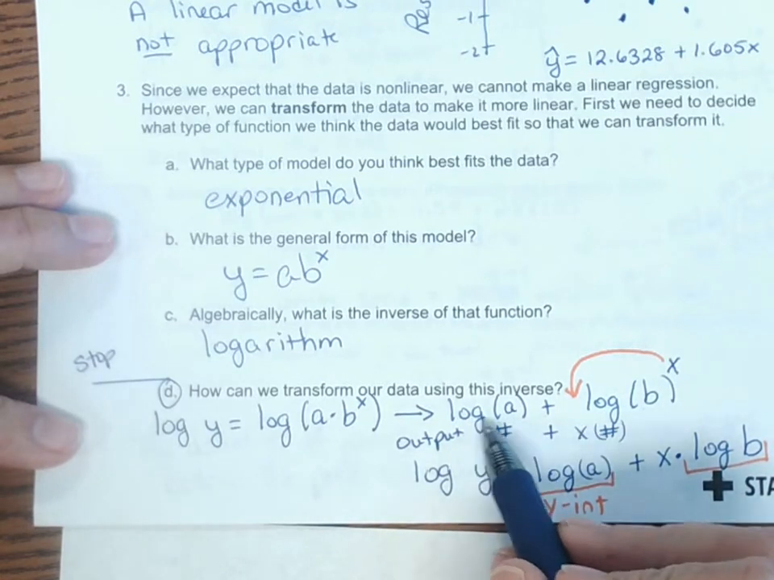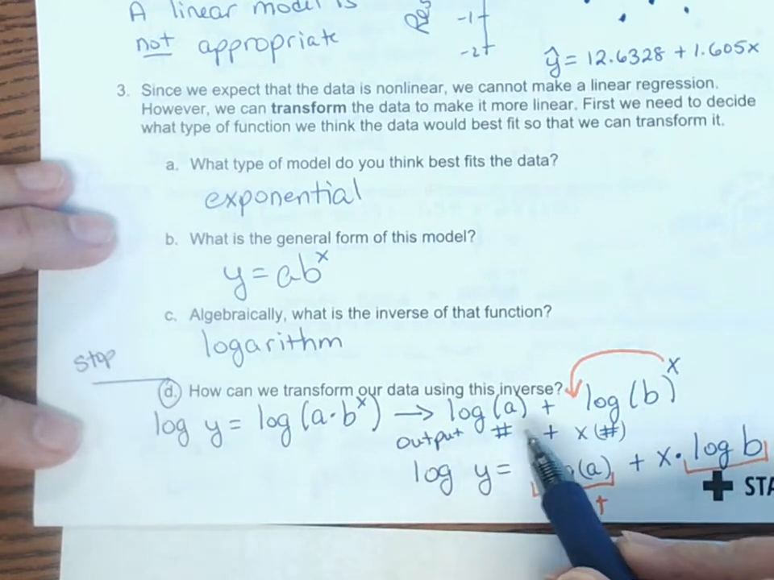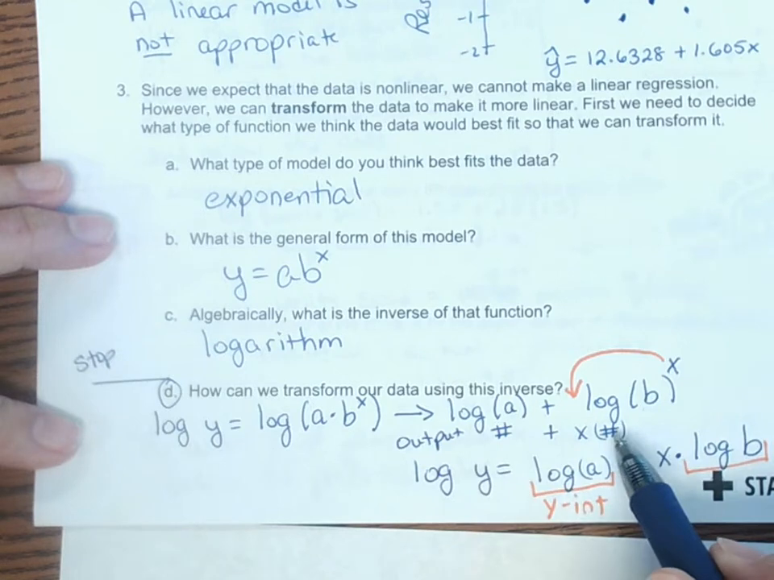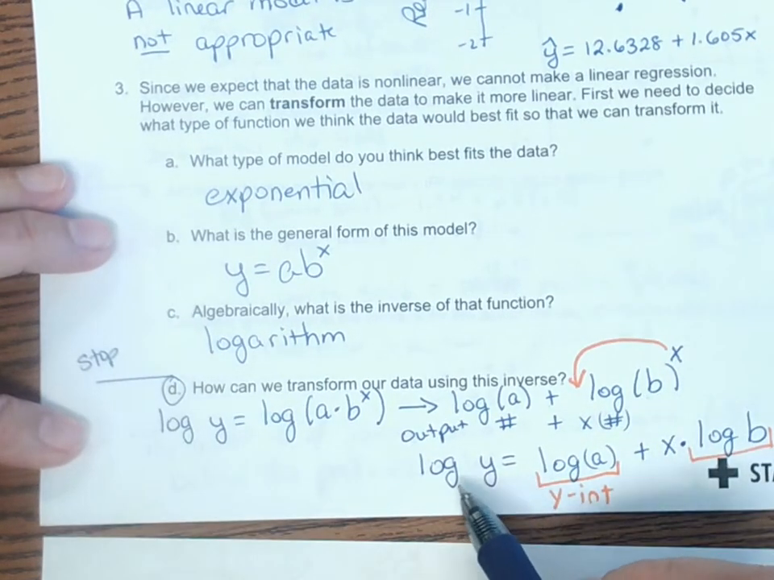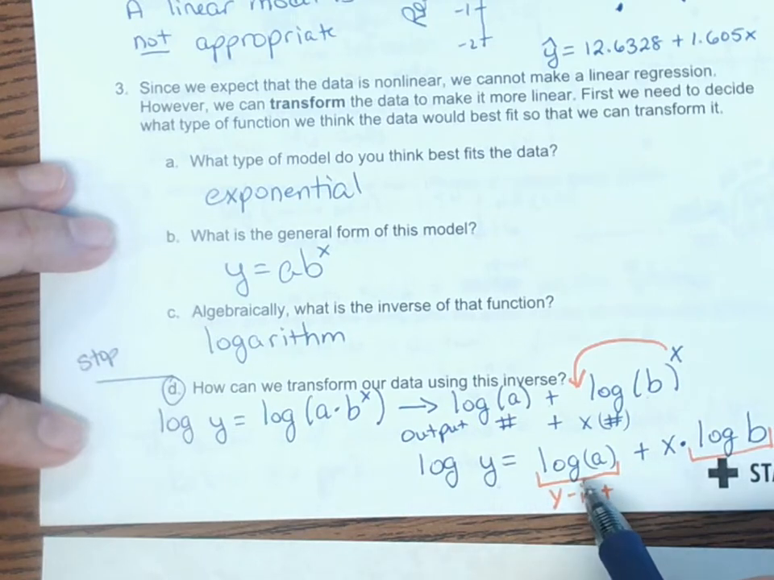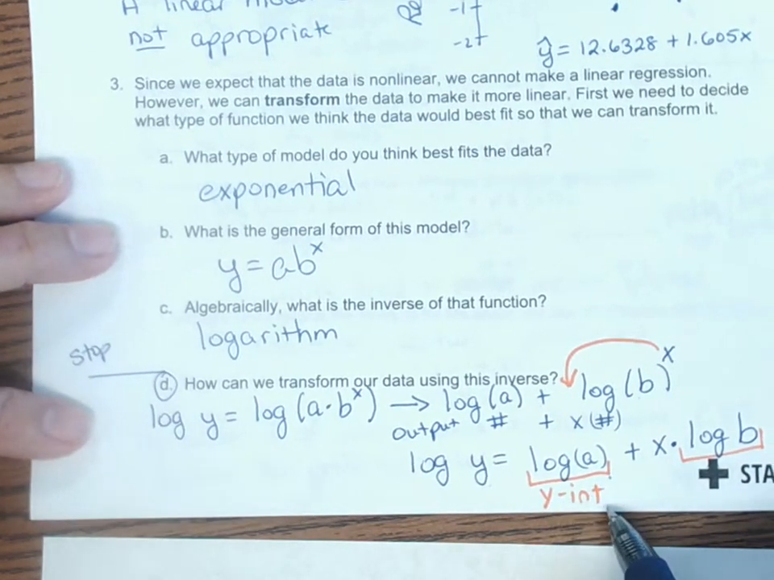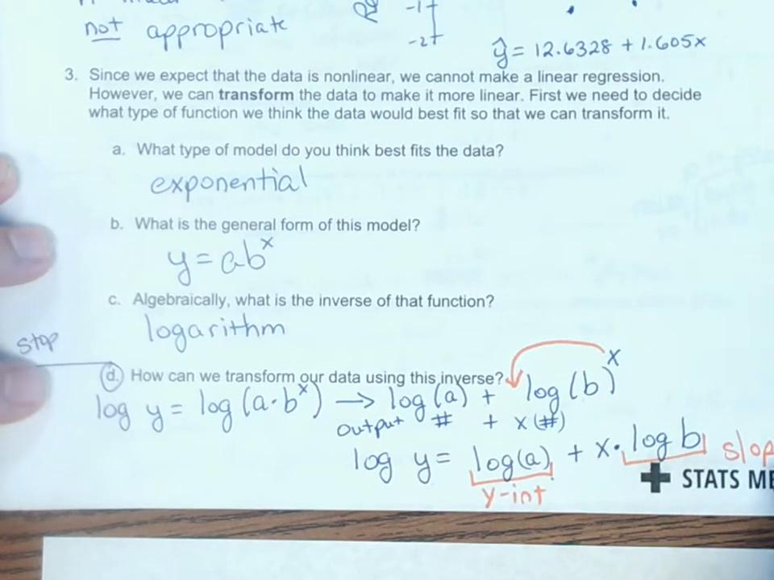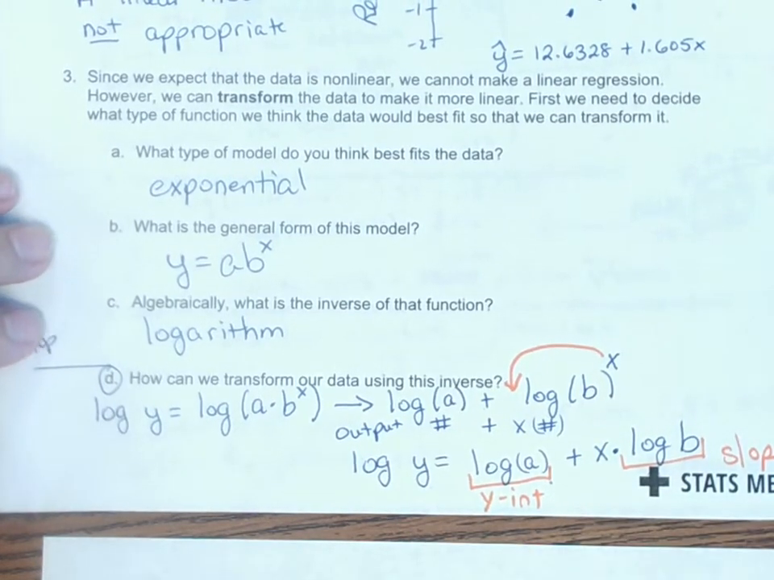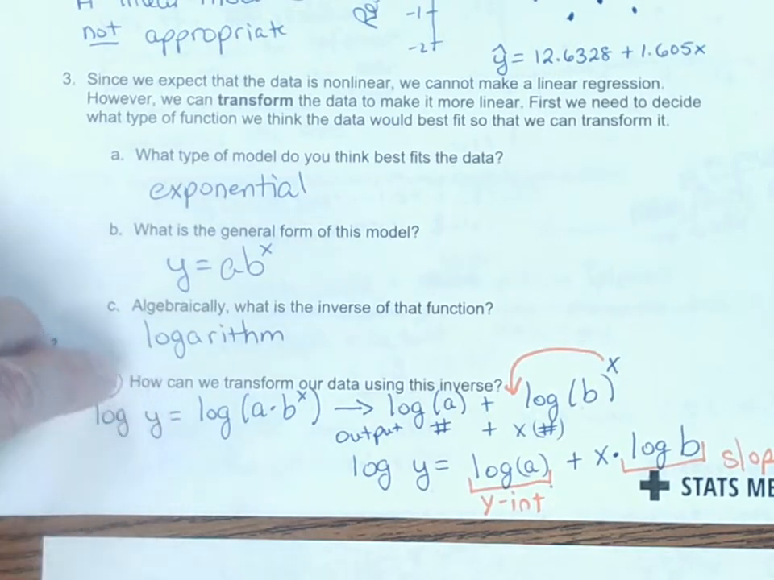So now I've got log of a, which is just some number, plus x times some number, which is the log of b. So I've got log of y equals the log of a, that's my y-intercept, plus x times the log of b. b represents our slope. So now my data will be transformed. So let's take a look at the next page here.